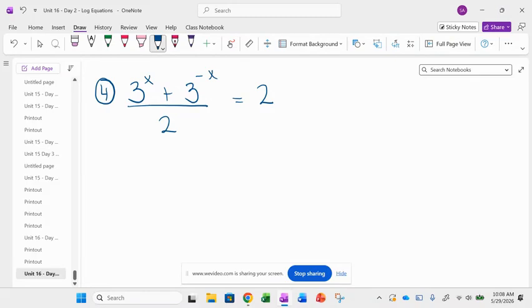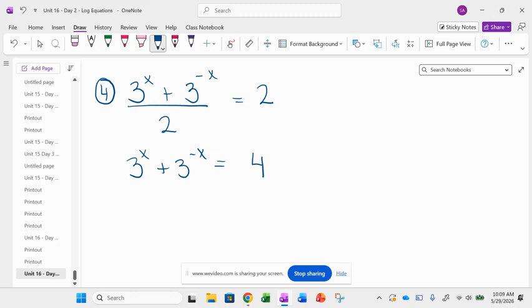Okay, so even though this seems a little bit intimidating, we're going to take it step by step. So what is your instinct telling you to do your first step? Well, you got it. Get rid of that denominator, multiply that 2. And when I multiply that 2, I'm going to get 3 to the x plus 3 to the negative x equals 4. We good with that?